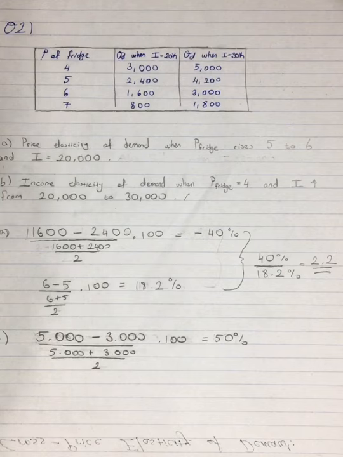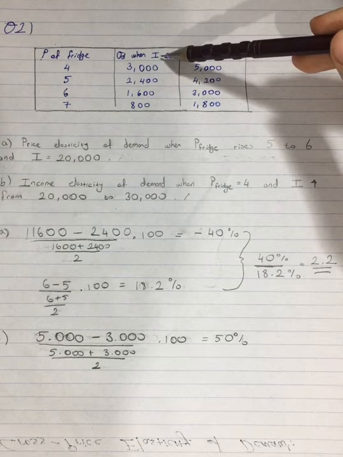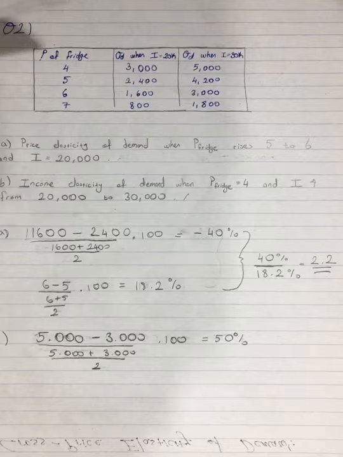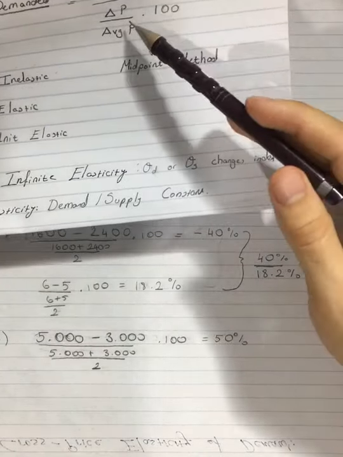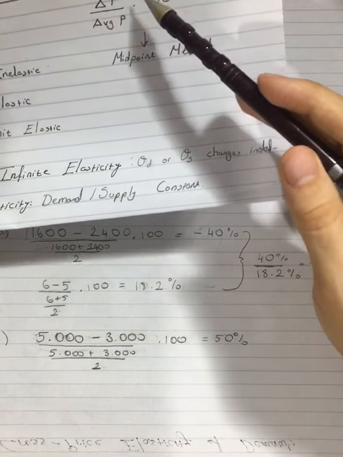Let's go to the second part now. It says, what's the income elasticity of demand when the price reaches 4 and income increases from 20,000 liras to 30,000 liras? So the price is fixed at 4, but the changing thing is the income. We go from here to here. If you remember the formula of income elasticity, it's the same thing, except the price doesn't change and income changes. So we put the change in income over average income times 100 instead of the price.